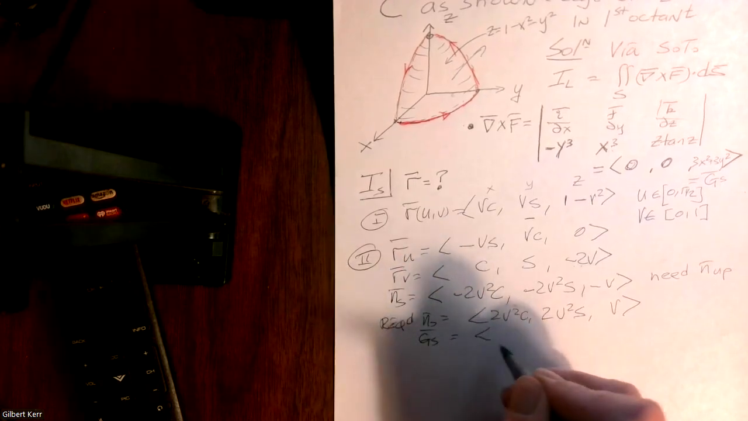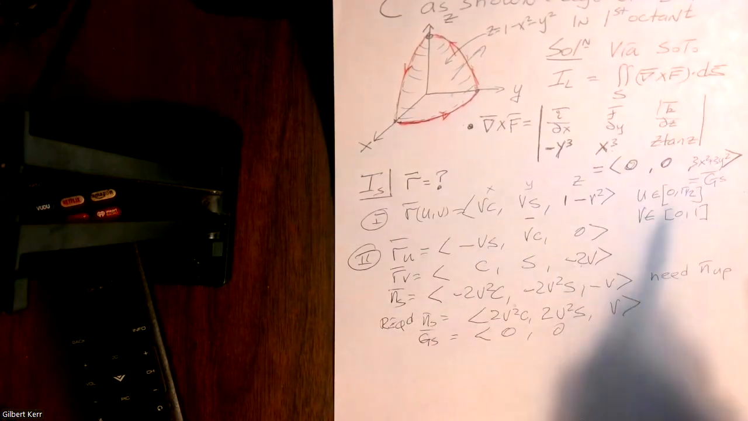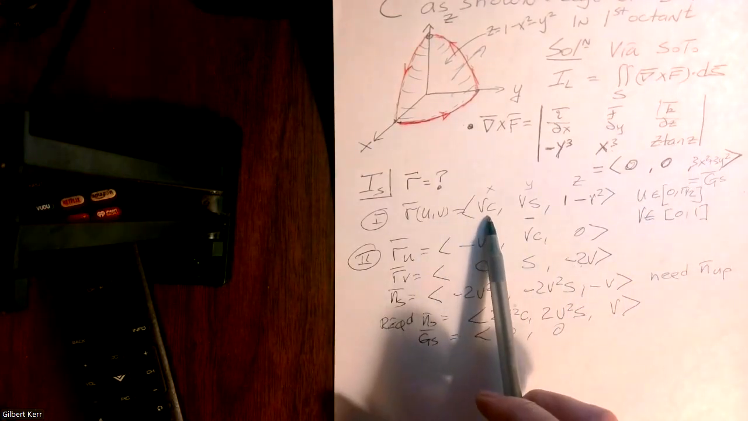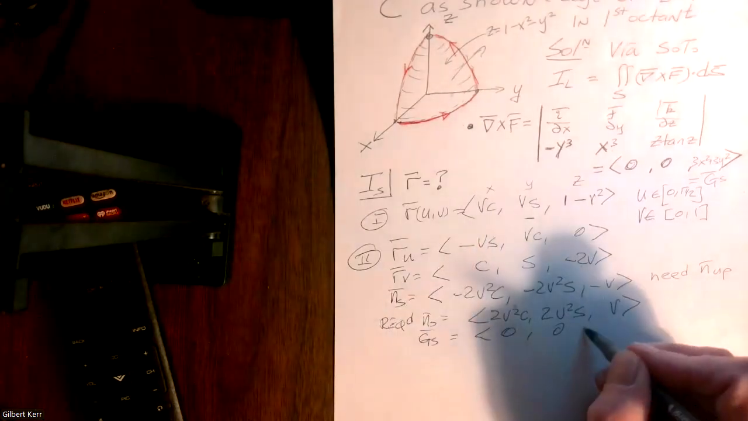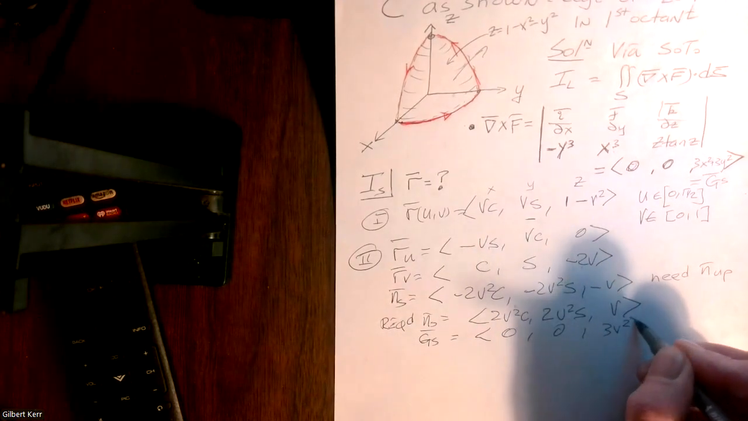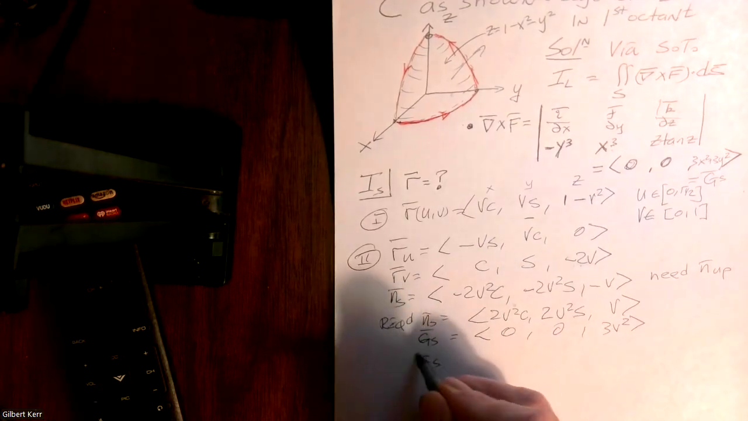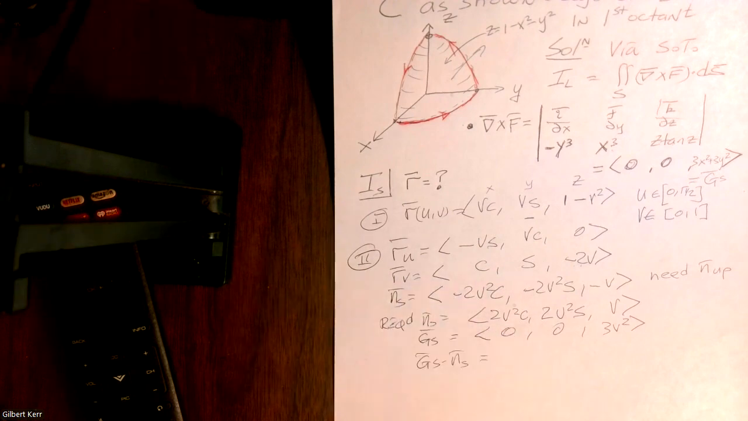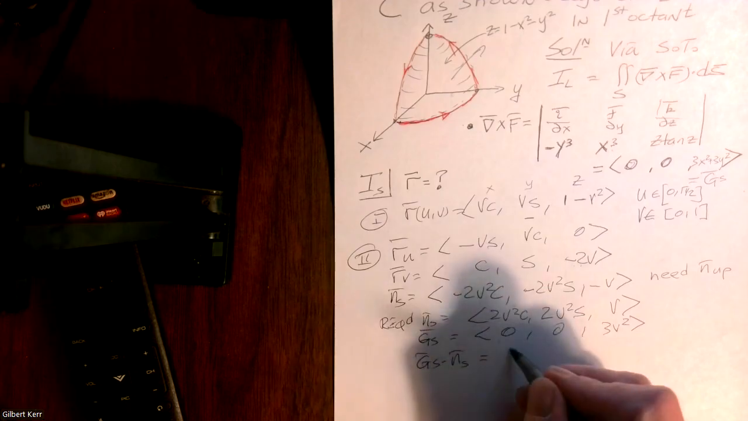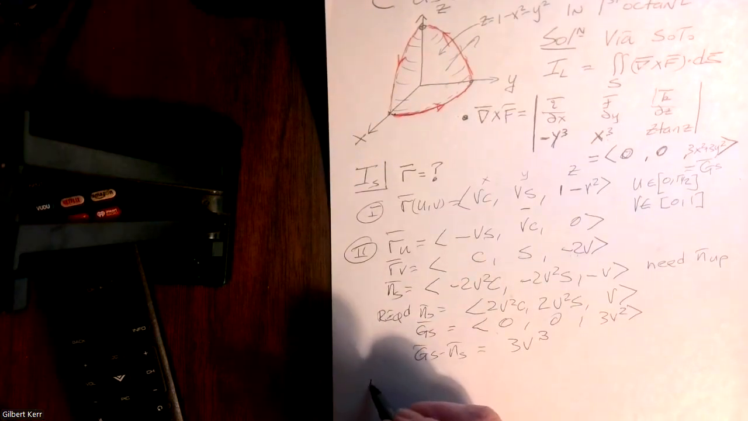curl of f on the surface is the 0, and then I'm going to put in 3 times this squared plus 3 times this squared, which just actually gives us 3v squared. So the integrand is the dot product of these two things. So we're going to get a 0 plus a 0 and then plus a 3v cubed.